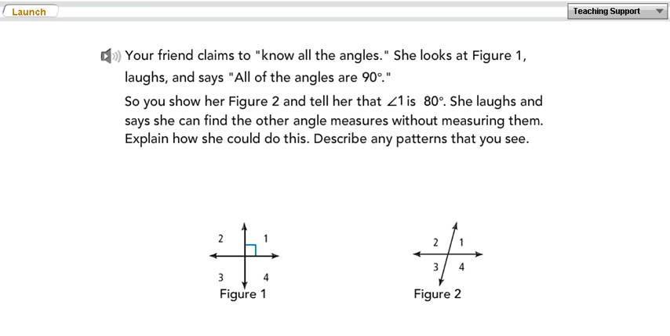Okay, so you have a friend who claims they know all the angles by simply looking at them. The friend looks at figure 1 and laughs and says, "Oh, that's easy. All the angles are 90." So you want to challenge your friend and you show her figure 2 and say angle 1 is 80 degrees. And she still says, "No problem, I can figure these all out."